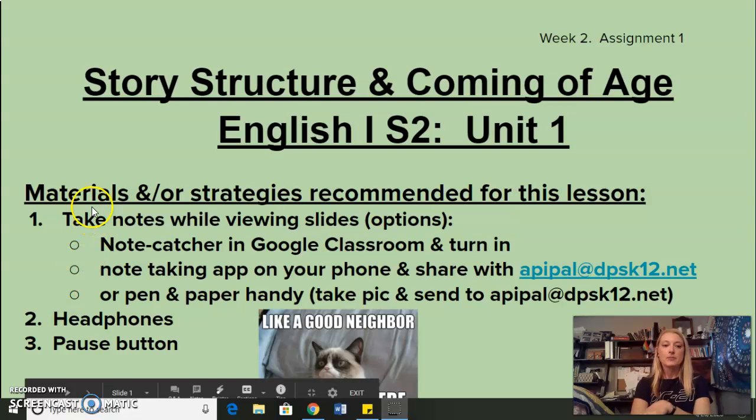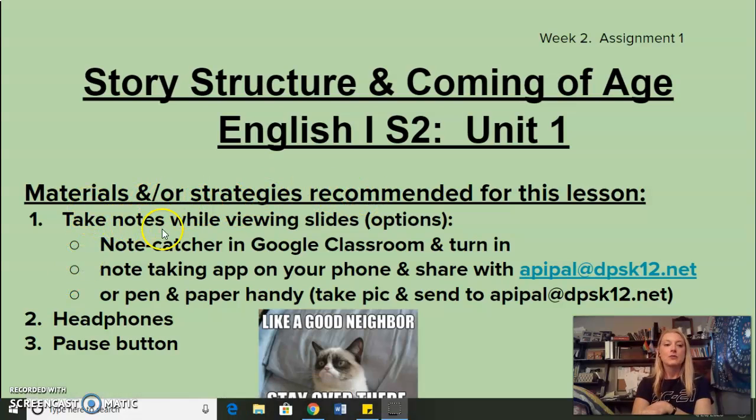Please be aware of the materials and strategies recommended for when you're taking notes while viewing these slides. These are your options. There is an attached note catcher to assignment 1 in Google Classroom. Take notes directly on that and turn it in. I believe there's a video in resources that shows you how to have a Google Doc open while you're playing a video at the same time.